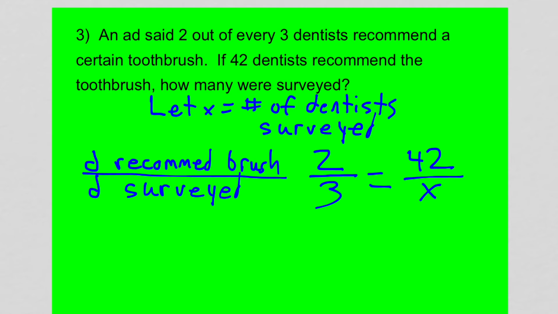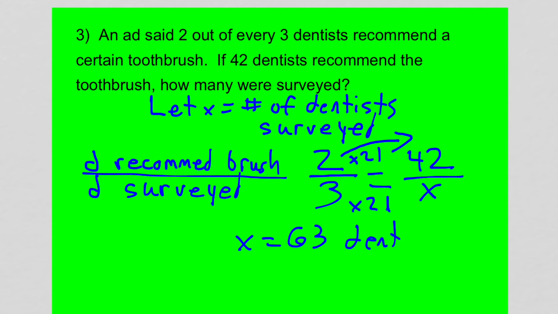Okay. To go from 2 to 42, we multiply, and we multiply by 21. So we'll do the same thing to the bottom. 3 times 21 means X is equal to 63 dentists were surveyed. All right, so proportional reasoning. Let's do 1 or 2 more.